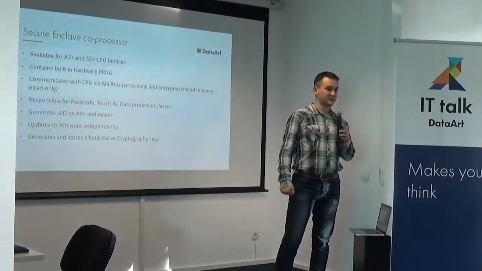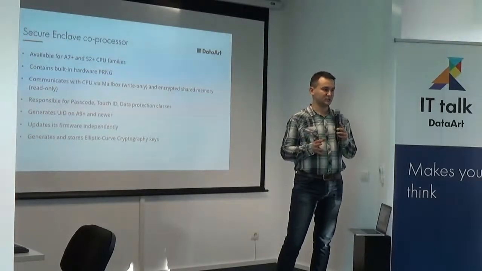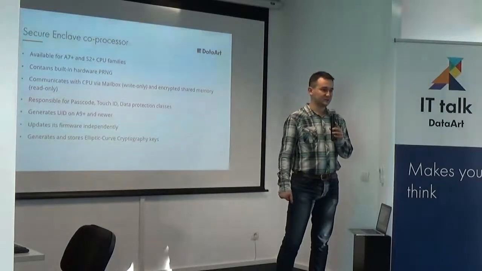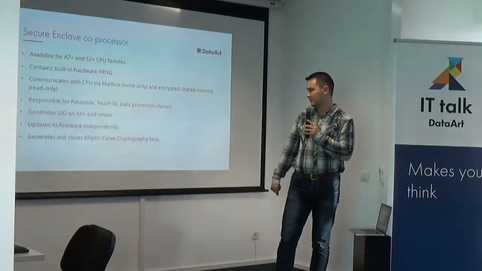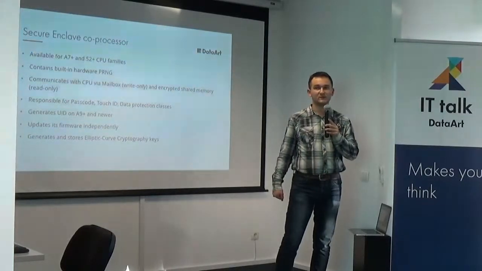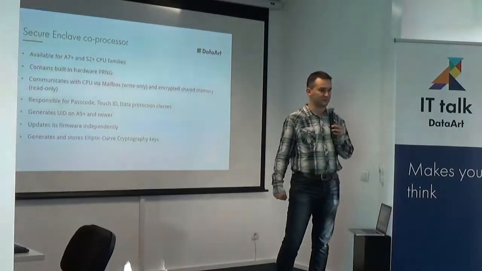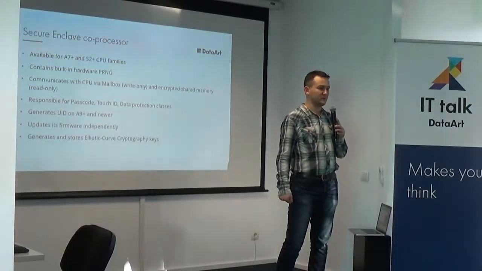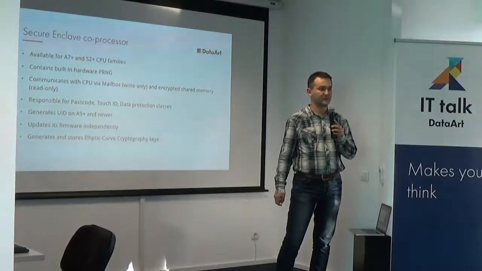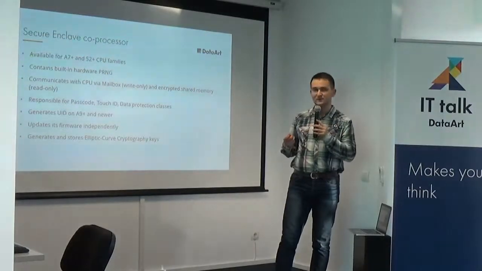Secure Enclave updates its firmware independently from the base system, and it has its own signatures. It also generates and stores different elliptic curve cryptography keys. You may know that starting from iOS 9 it is possible to generate self-signed certificates on iPhones only, and the keys would be non-exportable by default. It means that the private key won't be exported in any conditions because it is contained securely in the Secure Enclave.